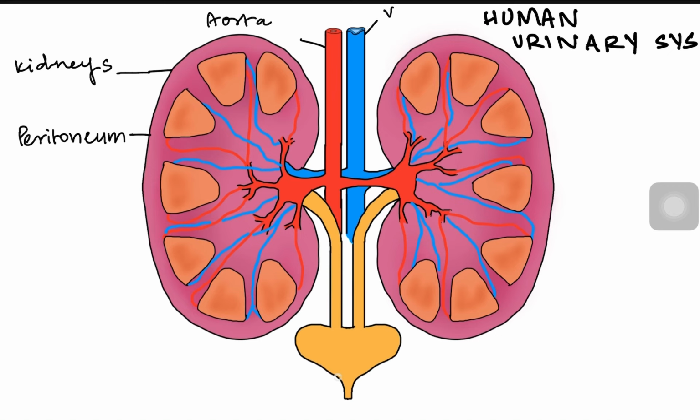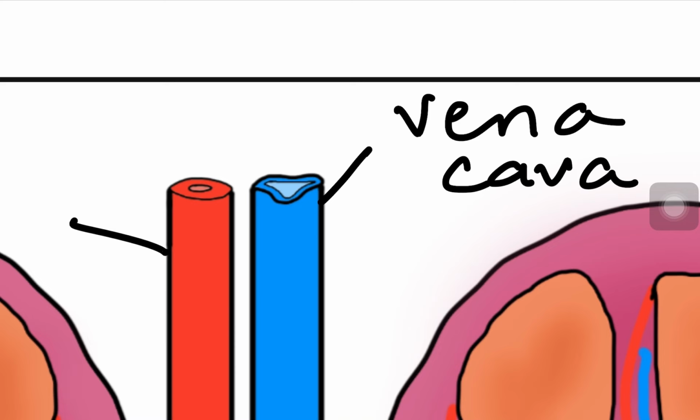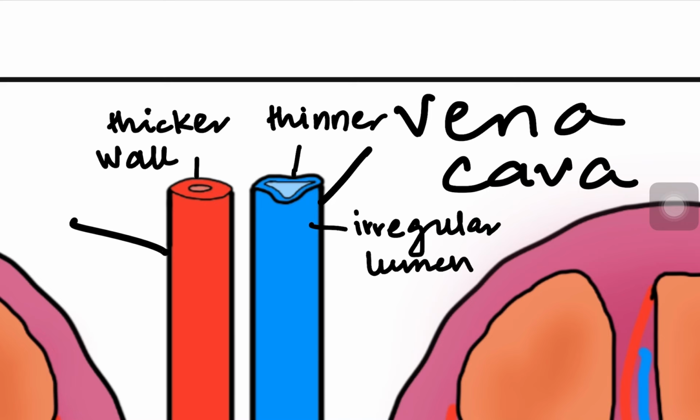There is this aorta coming, and then there's this vena cava, which is bringing all the blood towards the heart. So there's an artery and a vein. If you look closely, I drew this diagram to show that the aorta or the arteries have a thicker wall and they have a very regular lumen, while the veins have a thinner wall and their inside lumen is a little irregular in shape. So that clears us that the red one is the artery and the blue one is the vein. So let me write vein and aorta, obviously, which is the artery.